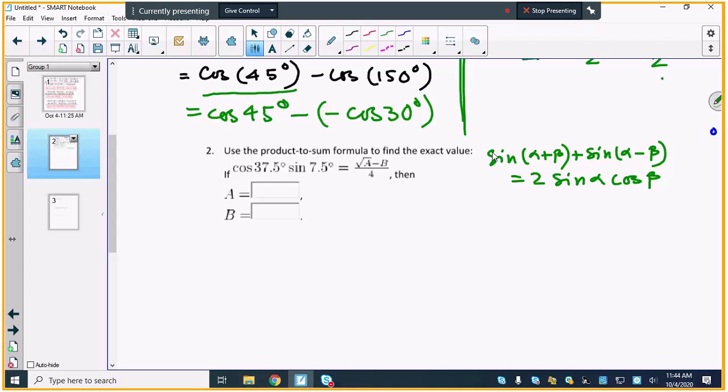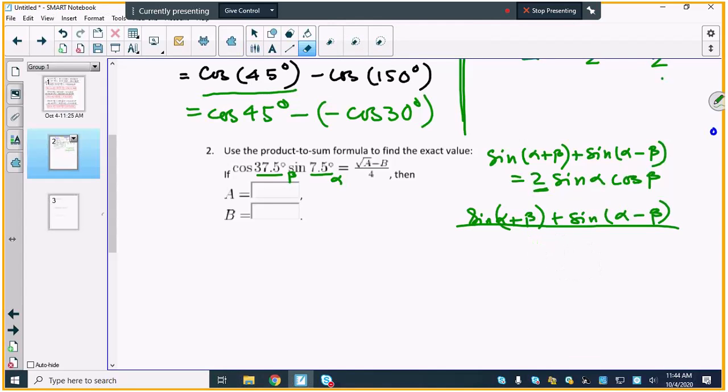So if I compare that with our given formula, then my beta is 37.5 degrees and my alpha is 7.5 degrees. And also you see the left hand side of this problem is lacking the 2. So what I will do, I will first work out what will be sine alpha cosine beta without the 2. So let's divide both sides by 2. So I get sine of alpha plus beta plus sine of alpha minus beta all over 2 equal to what we wanted to have, which is sine alpha cosine beta.